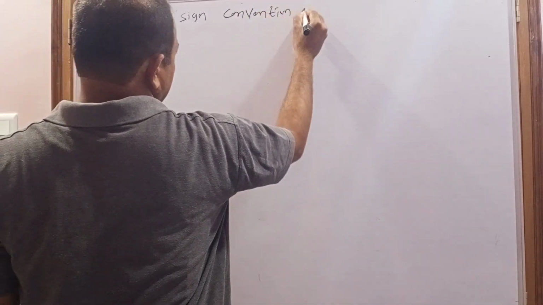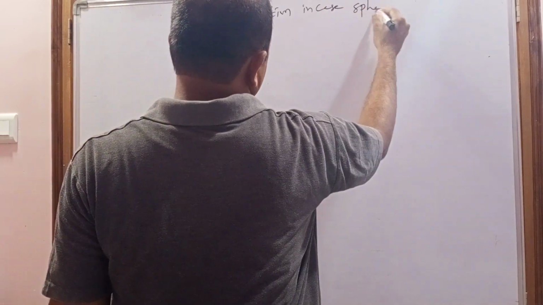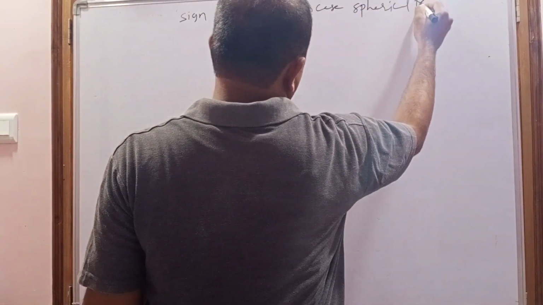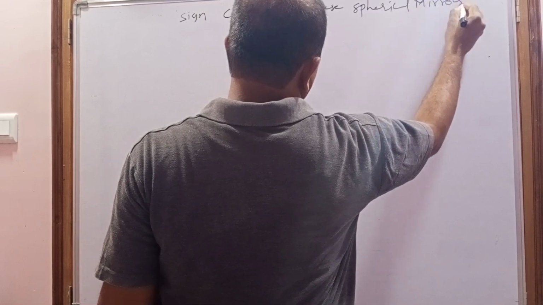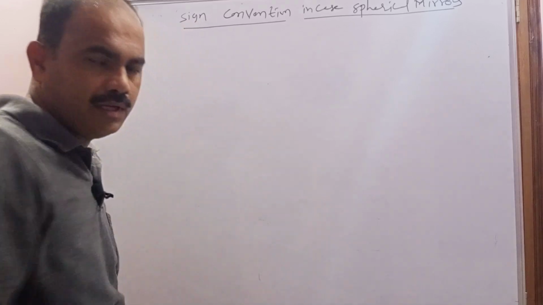Sign convention in case of spherical mirrors. Spherical mirrors means that they may be convex or concave. These are sign conventions that can be used in the concave mirror as well as the convex mirror. So the first rule is, all distances are measured from the pole.